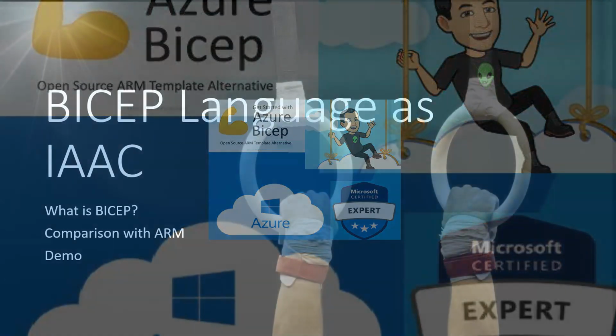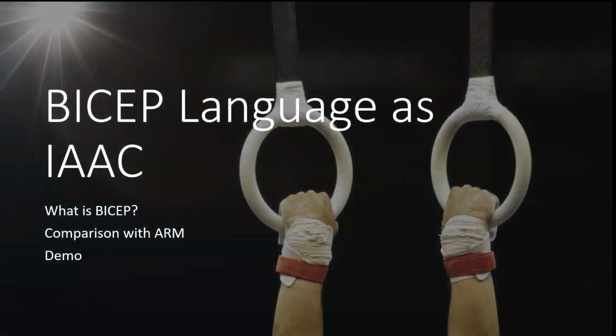Hello everyone. Today we are going to see what Bicep is. It's a new language Microsoft released to deploy your infrastructure, either as IaaS, PaaS or SaaS. Doesn't matter. It's a new language.